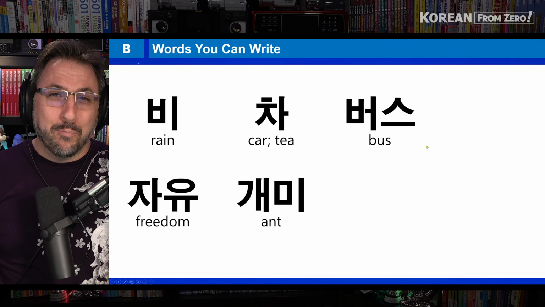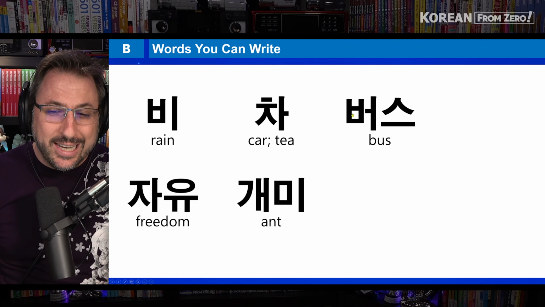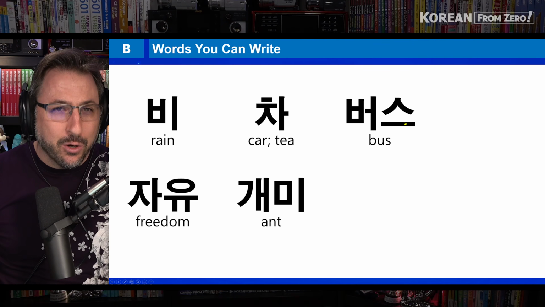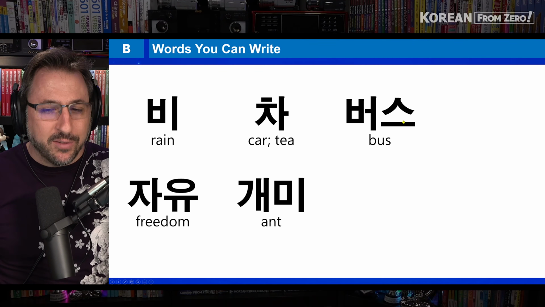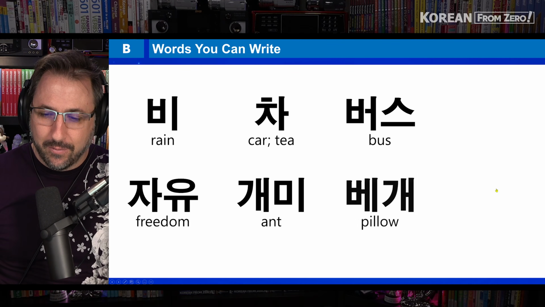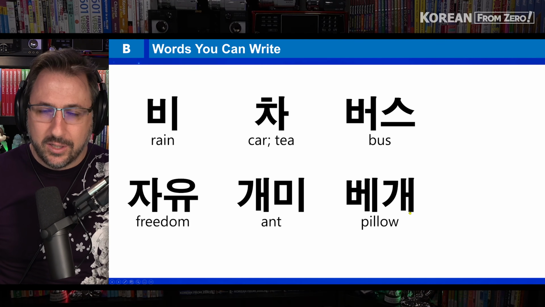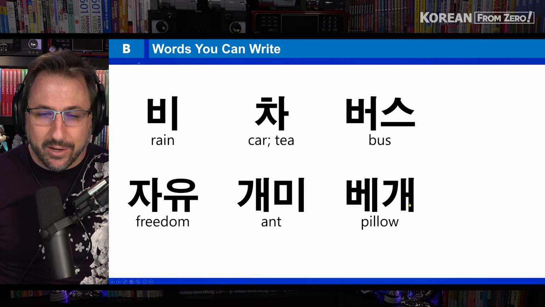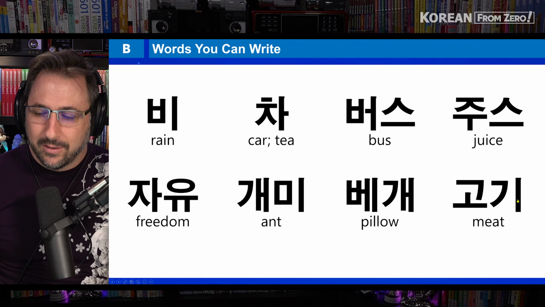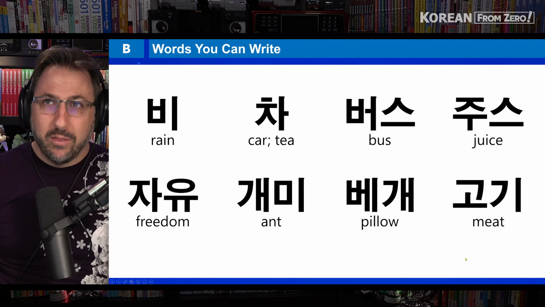Now this one, even though it's a B sound, boss, it is so like a P. Poss, poss. If you're an American, tell me in the comments if you're hearing it as a B. It's definitely a P sound. Poss. 베개. Same thing here. It's pege is how I hear it. 베개. 주스. 고기. This one sounds a little bit cut off. 고기. All right. There are our words.